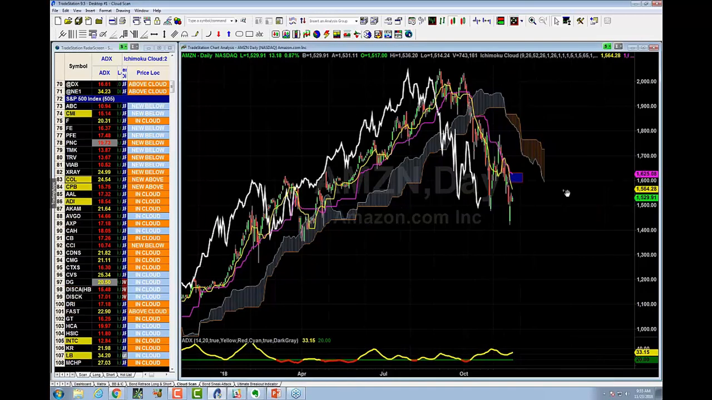You see how Amazon, you see how the cloud is pointing lower? You see how the angle of attack is lower? That's telling you that Amazon's future prices are going to continue to drop for you. So that's how it's giving you that future predictive thing.